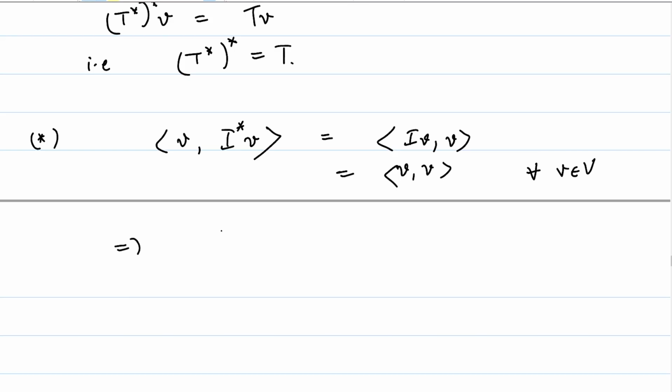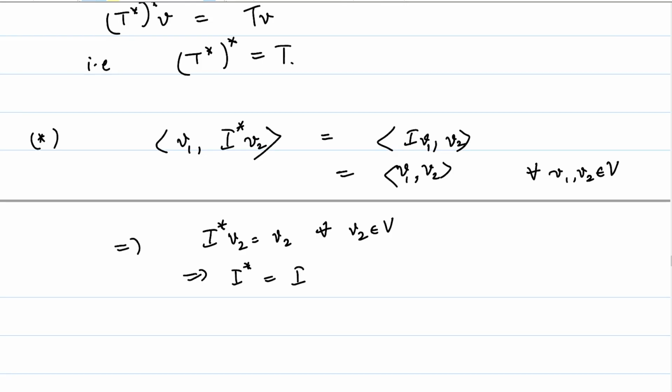I should have been a little more careful here. Maybe I should have put a V1 and a V2 here, for all V1, V2 in capital V. Yeah, so now it is right. So this is true for all V1. In particular, I star V2 is equal to V2 for all V2 in V, which implies that the adjoint of the identity is just I.